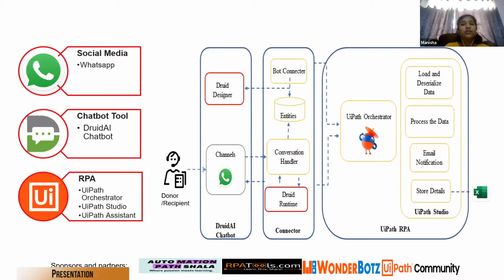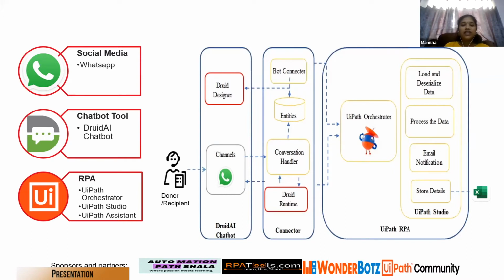The process starts with the donor or recipient. He starts the chat using one of the channels like WhatsApp, which we are using here, which comes under the Druid designer. The channel is connected to our Druid using a conversation handler. So in Druid, we have a request and response entity where as soon as the donor or recipient starts the chat, it starts adding his details. So we collect the user's personal details as well as his emergency contact details.